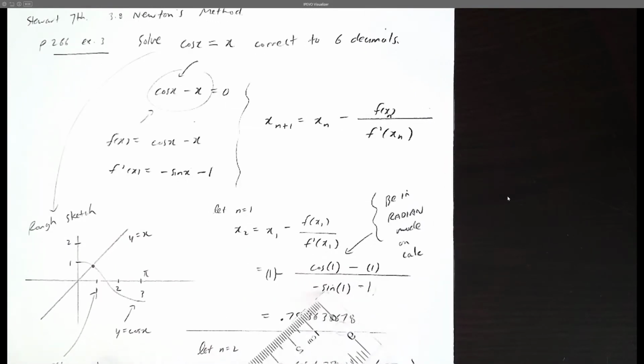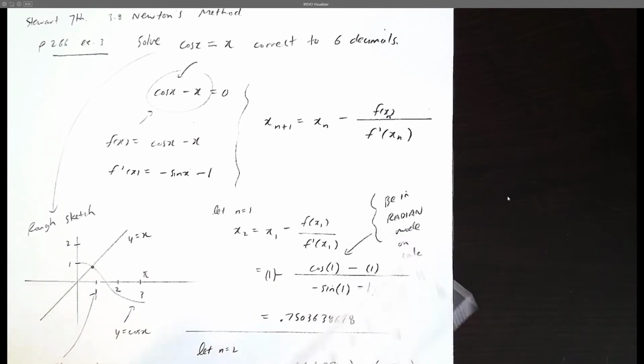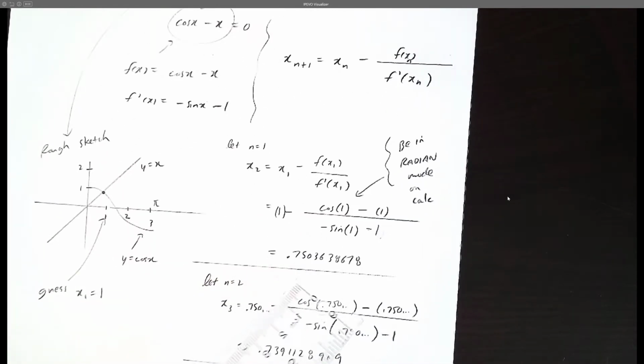Cosine of 1, 1, 1, 1. Just plug it all in. Make sure you're in radian mode, not degree mode. And we're going to get our next guess. It's going to be about 0.75-ish.